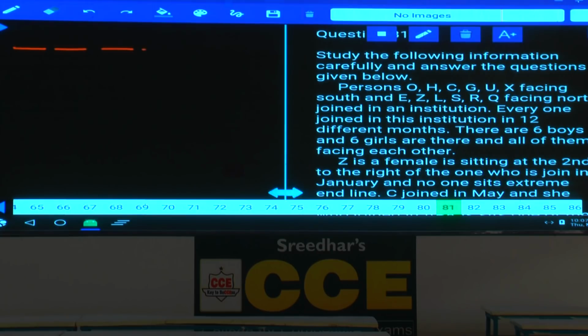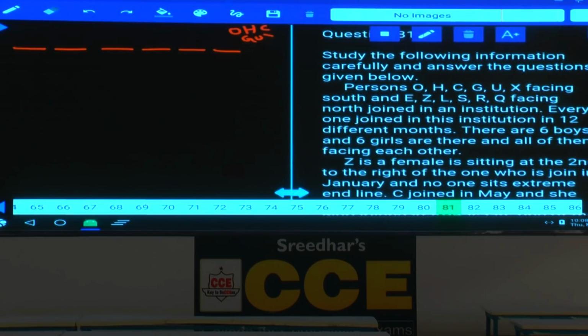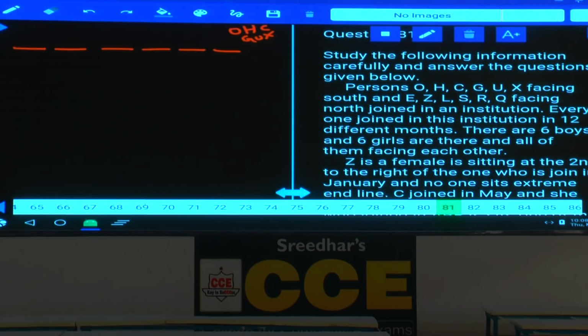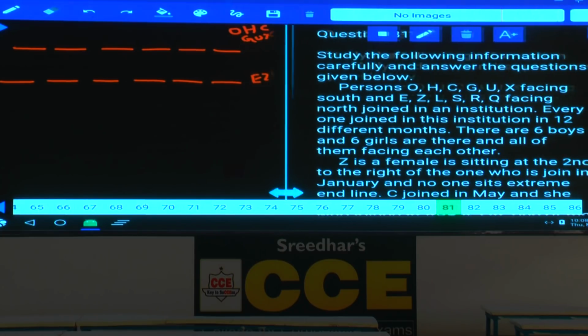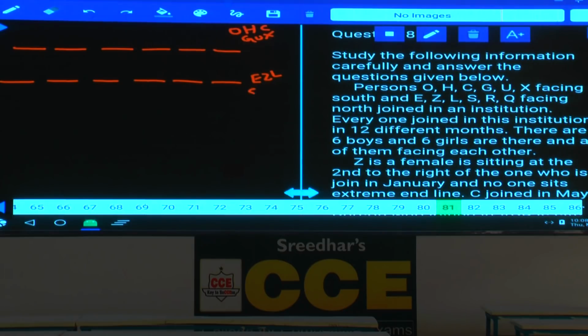1, 2, 3, 4, 5 and 6. Now tell me who are those persons? OH, CG, UX. OH, CG, UX are the 6 persons facing towards south, and the remaining 6 persons 1, 2, 3, 4, 5, 6. Then tell me who are those? EZL, SRQ are the 6 persons facing towards north.